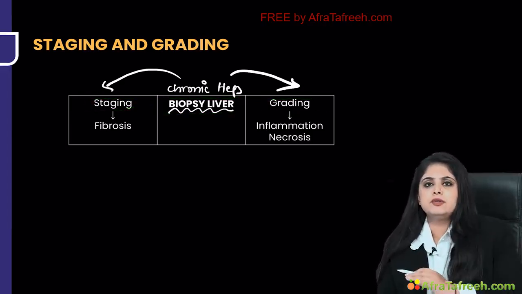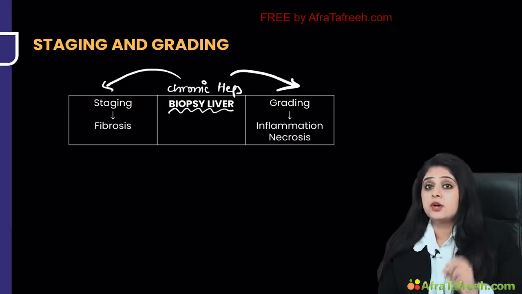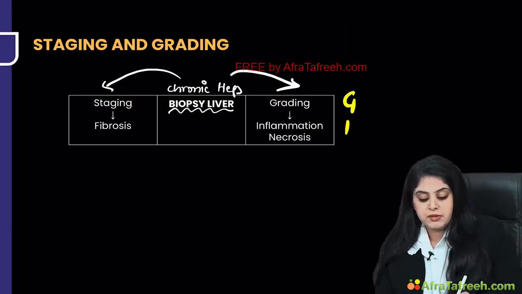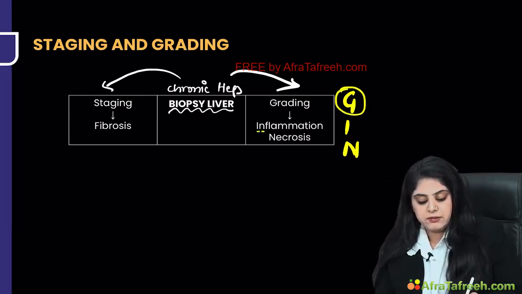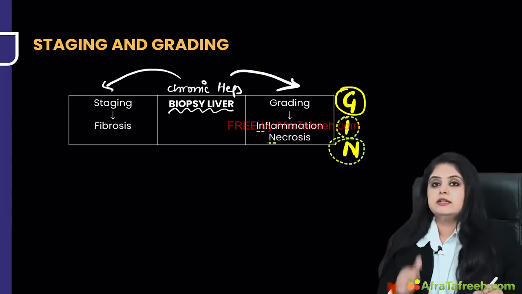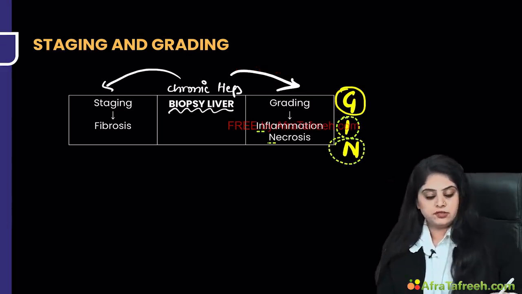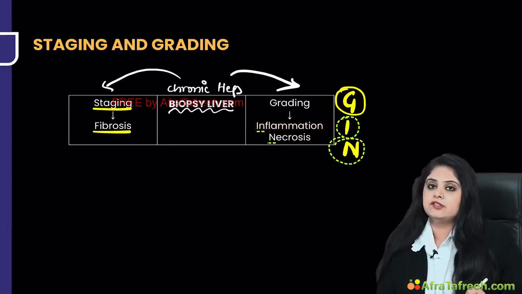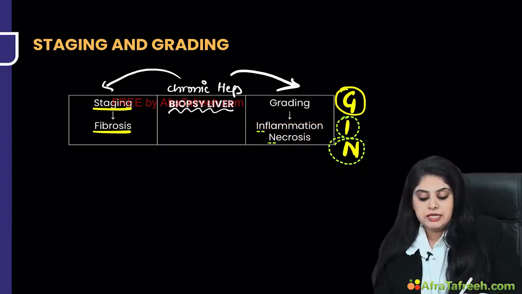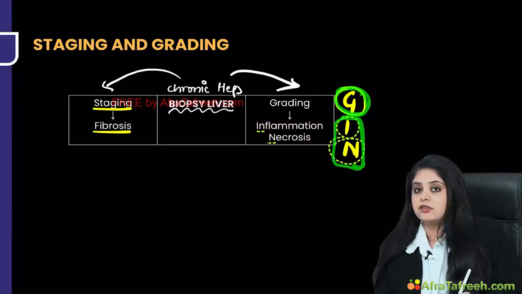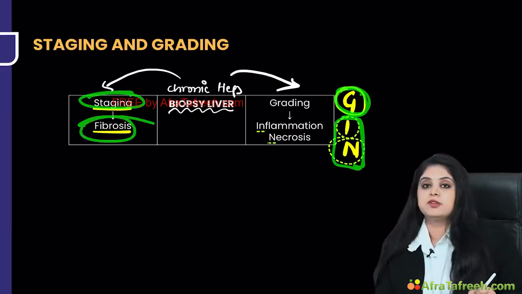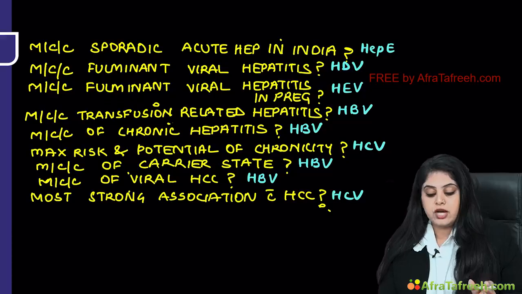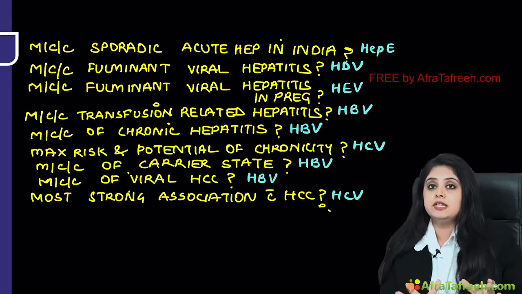How do you do staging? How do you do grading? These are things that a pathologist does. So remember, grading, G for inflammation. Grading is done by looking at number one, the inflammation, and number two, the necrosis. Grading is based on inflammation and necrosis. Staging is based on fibrosis. So this will be a confusion in the exam. What is necrosis? What is fibrosis? So, remember, grading is based on inflammation and necrosis. Staging is based on fibrosis. Next, I had to show you one chart which I believe I have already shown you in the beginning. So, this becomes very important for medicine also.